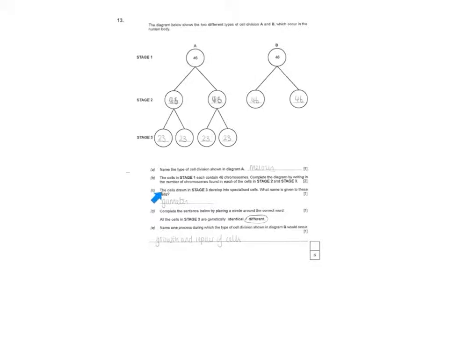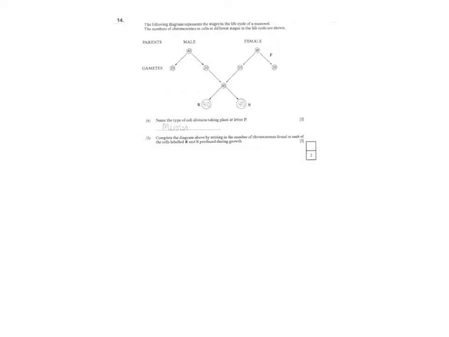The cells drawn in stage 3 develop into specialised cells. What name is given to these cells? They are gametes, and gametes is our scientific term for sex cells. Complete the sentence below by placing a circle on the correct word. All the cells in stage 3 are genetically different because they have half the number of chromosomes from the original cell. Name one process during which the type of cell division shown in diagram B would occur. So this is mitosis, and it would occur in the growth and repair of cells.